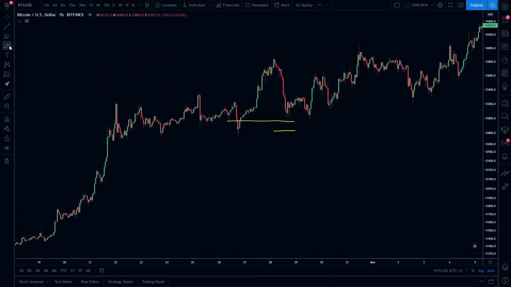Let's talk about margin and leverage. If you want to buy one BTC in this area, so this is in October, one BTC would cost almost $13,000, 13K. So to buy one BTC, you needed 13K in the account, pretty much.